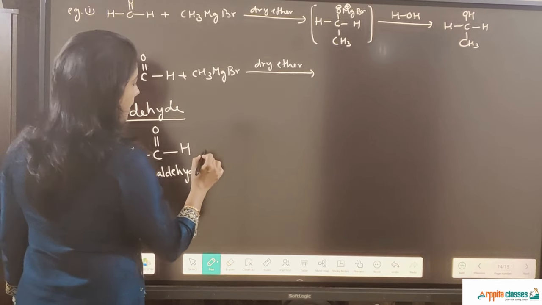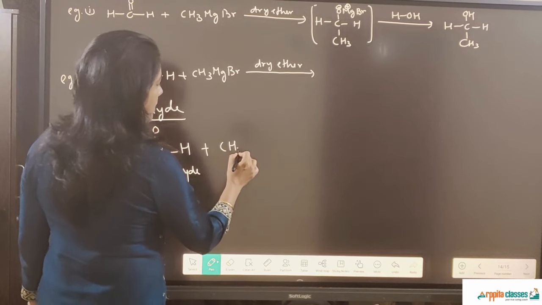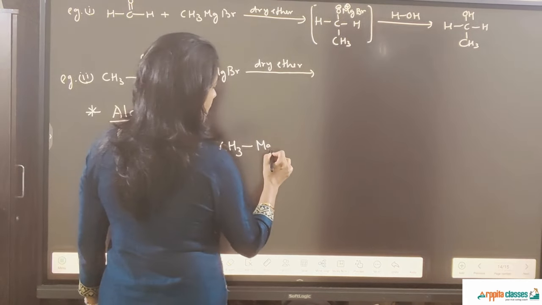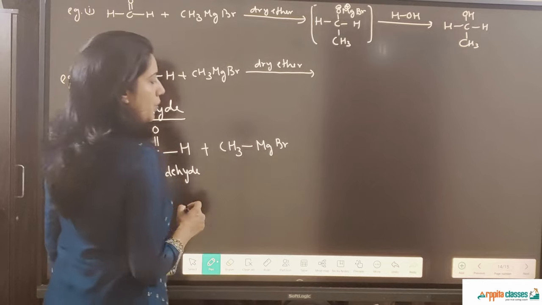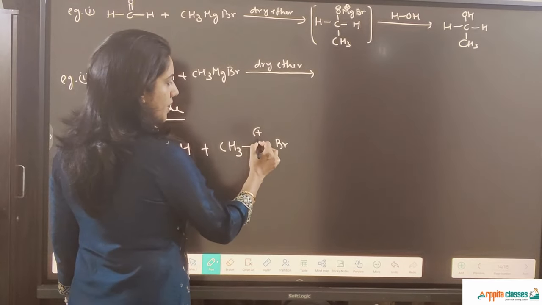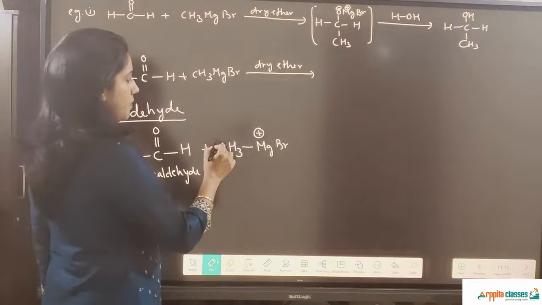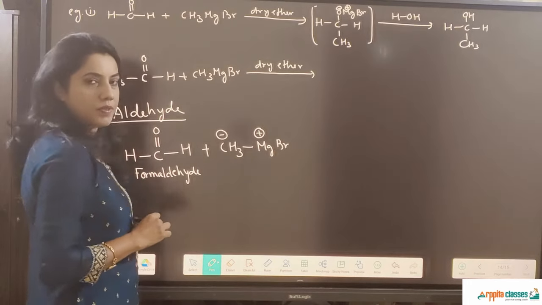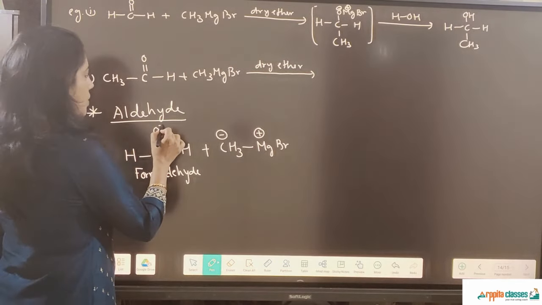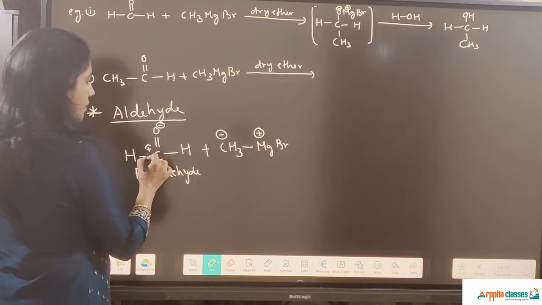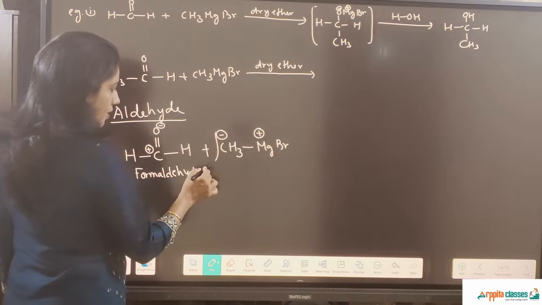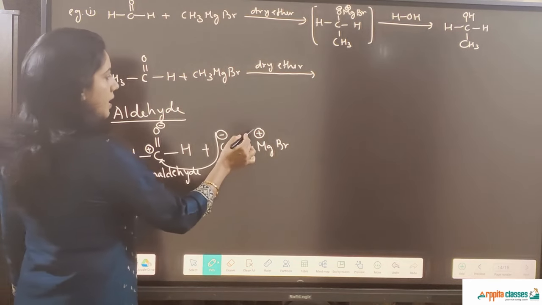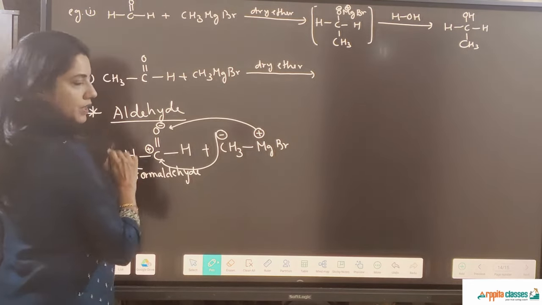This is my formaldehyde. And suppose this is reacting with CH3MgBr. So you know that Mg is more electropositive than carbon. So this will be getting the positive charge and this carbon will be getting the negative charge. And here this oxygen is negative and this carbon is positive. So the negative will get attached to this carbon and the positive will get attached to this oxygen.